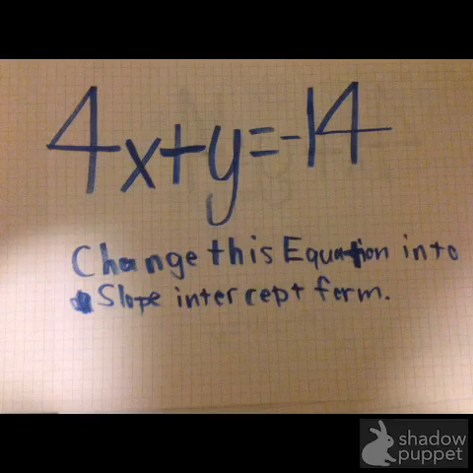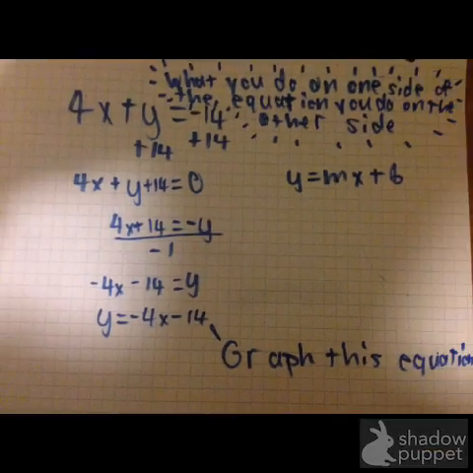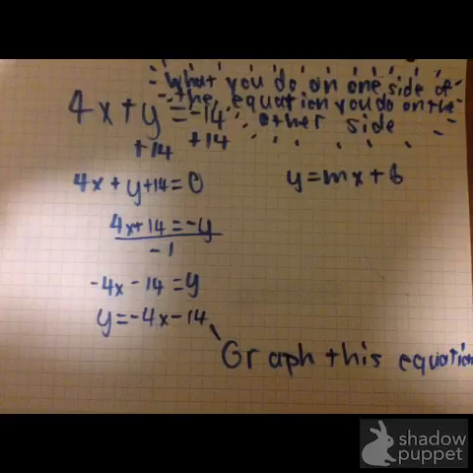Change this equation into slope-intercept form. Remember, what you do on one side of the equation, you do on the other side of the equation. To begin, I added 14 to both sides. This makes the equation 4x plus y plus 14 is equal to 0. Then I subtract y from both sides, making it 4x plus 14 is equal to negative y. Then I divide both sides by negative 1 so that I can make y positive. This gives me the equation y is equal to negative 4x plus 14.